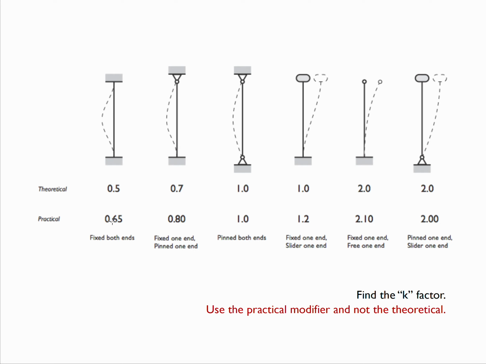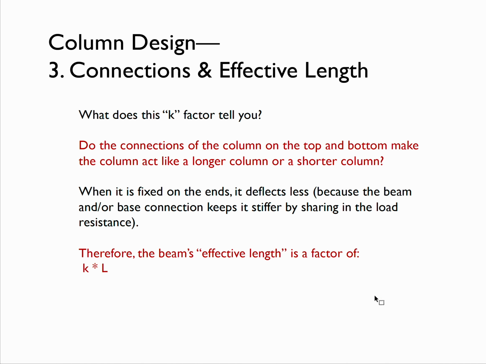Fixed, 65% of that. If one end slides or one end is free, we rarely get into these on this side, but you can see that very quickly those are going to behave like a column twice as tall. You will be given these factors whenever you go to design a column. They will say the top part is fixed or the bottom side is pinned so that you can find this K factor.